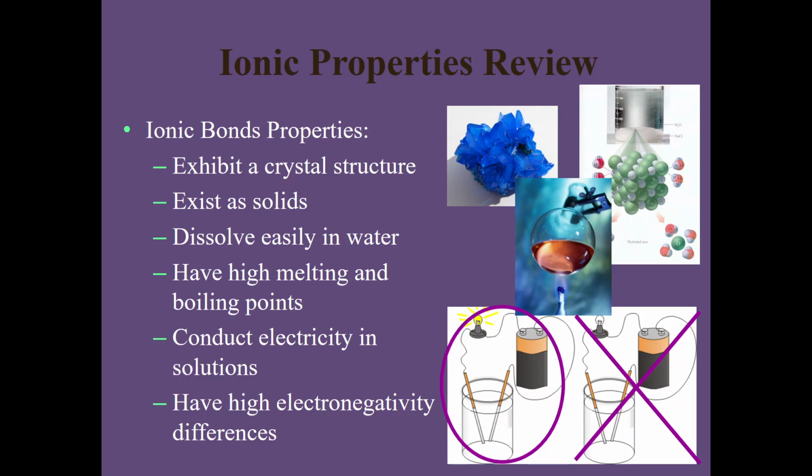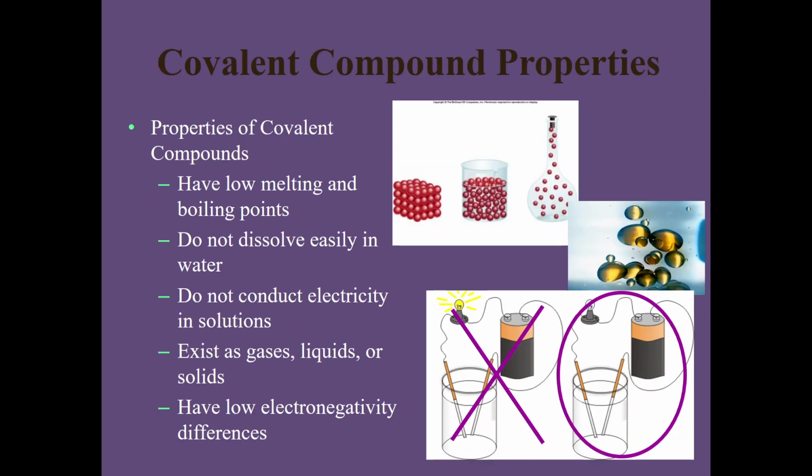So, ionic properties, let's review those too. They exhibit a crystal structure, typically at least, exist as a solid, dissolve easily in water, have high melting and boiling points, conduct electricity in solutions, and have high electronegativity differences. And again, these are typical properties, not all the properties for every single element or compound.